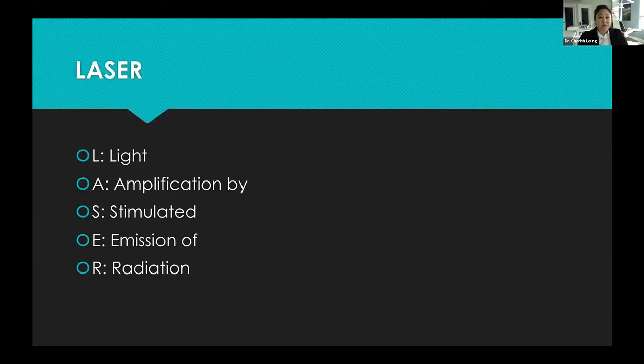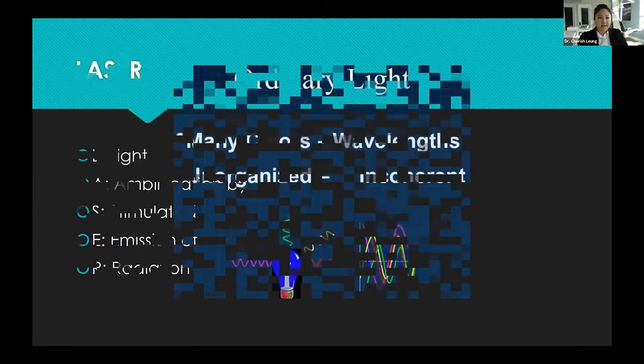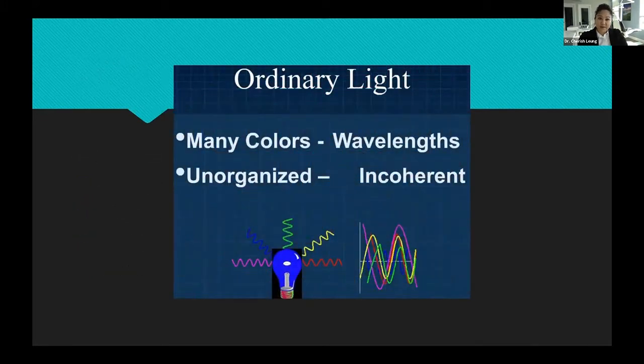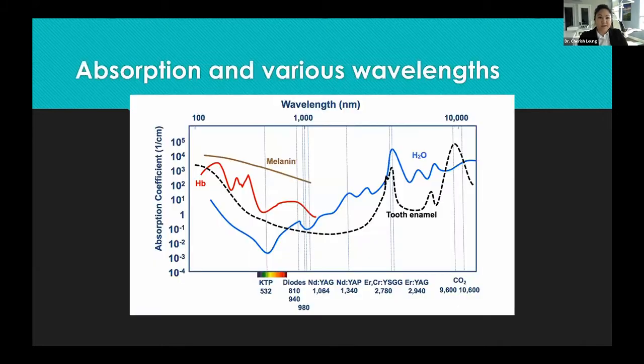Laser is basically an acronym similar to SCUBA. It stands for Light Amplification by Stimulated Emission of Radiation, which is pretty fancy. Basically, ordinary light that you see every day is made of many different colors and many different wavelengths. It's very unorganized and incoherent. So that's why it doesn't typically ablate any tissue or cause any issues.